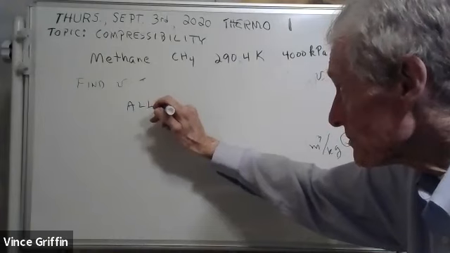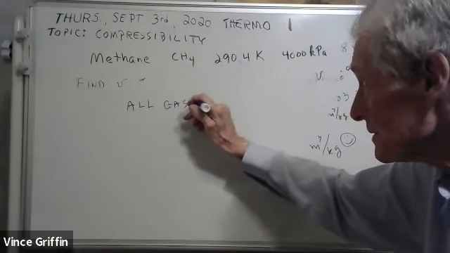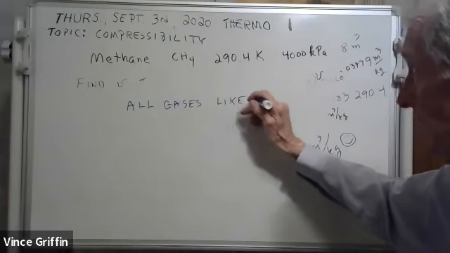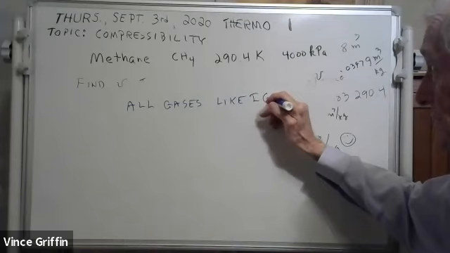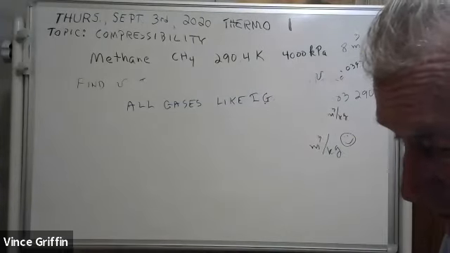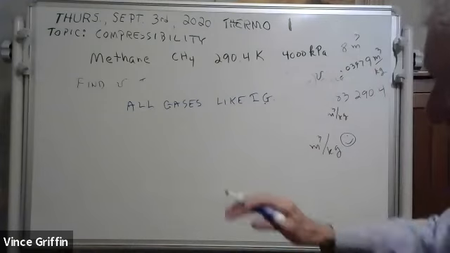All gases behave like ideal gases if the pressure is low enough. Because the reason for that is the density is low enough.